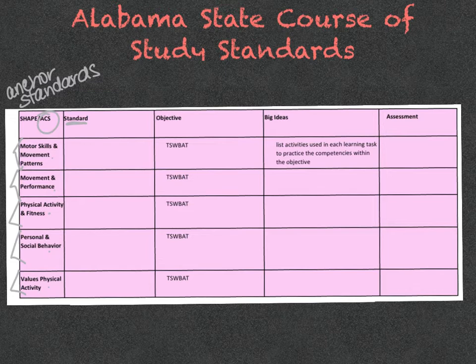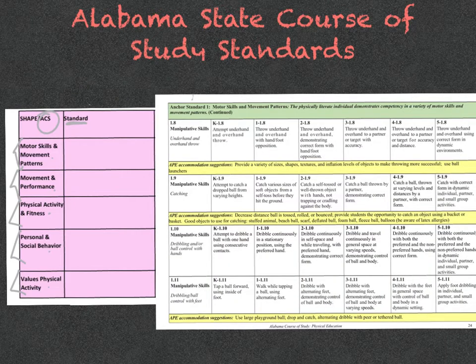So as we've been talking about, you are doing a first grade lesson, and it's a dribbling soccer lesson is what we're doing. Okay, so now the first thing you'll do is pull up the Alabama State Courses of Study, which I had you bookmark. Here you will see I've taken a screenshot of Anchor Standard 1, which is motor skill and movement patterns.